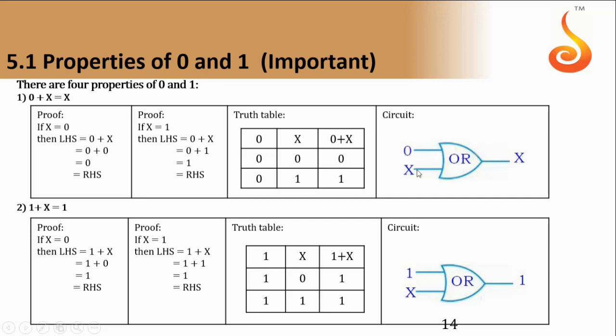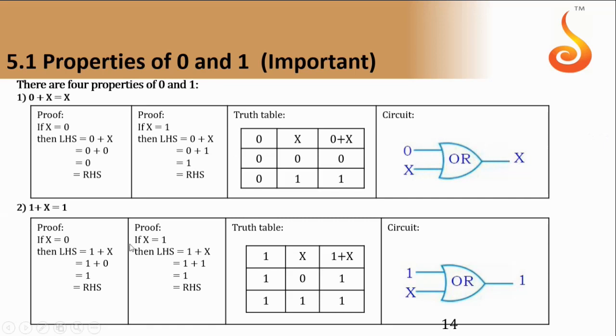This is 0, this is X and this is X. So whatever is the value of X would be here. If X is 0, the output would be 0. If X is 1, the output would be 1. Hopefully you've understood this one.